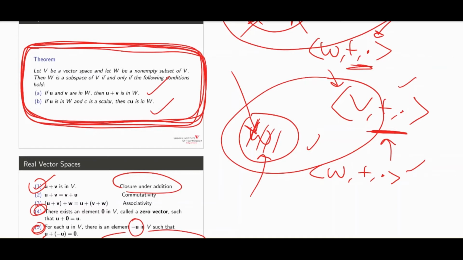Closure in mathematics always means that if you take some elements inside here and do some operation, what you get is still an element in here. If you do addition operations, it will still be inside here. If you do scalar multiplication, it will still be inside here. It will not get out of W. So you don't want things to get out from W.